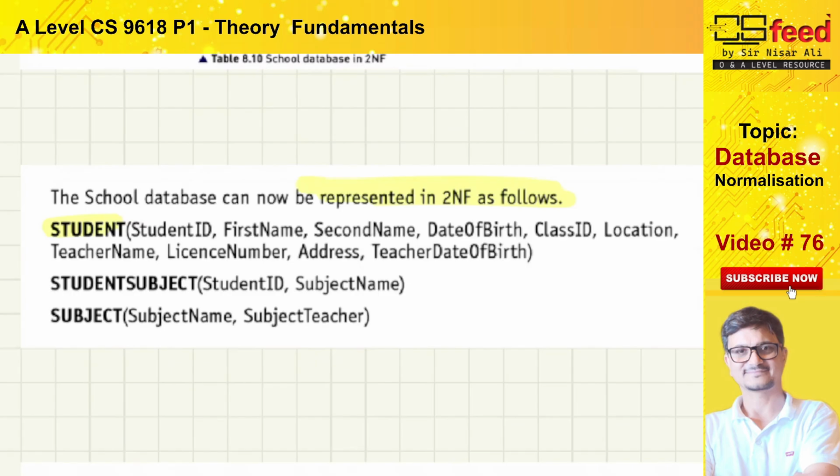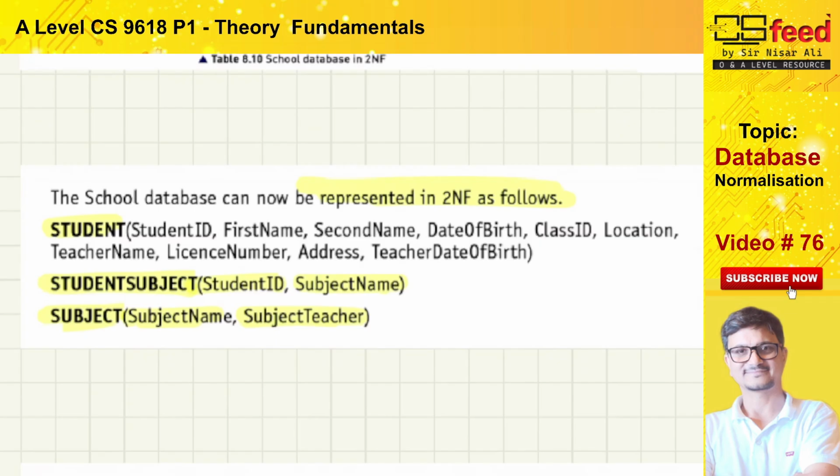Student table, it is as it is: student, subject name, and student ID. The student subject table only has the subject name and the student ID. These both are foreign keys, and together they form the composite key. The student subject table only has primary keys, the foreign keys. And the subject table now has subject name and subject teacher.